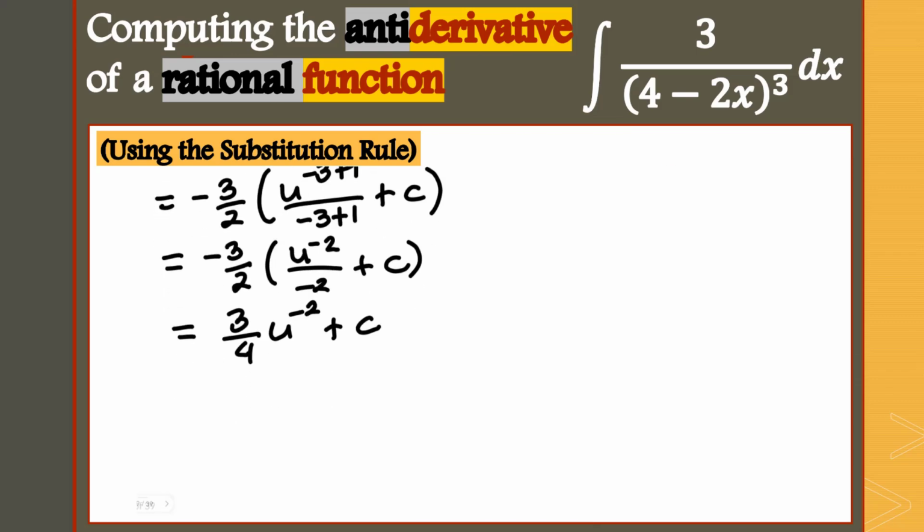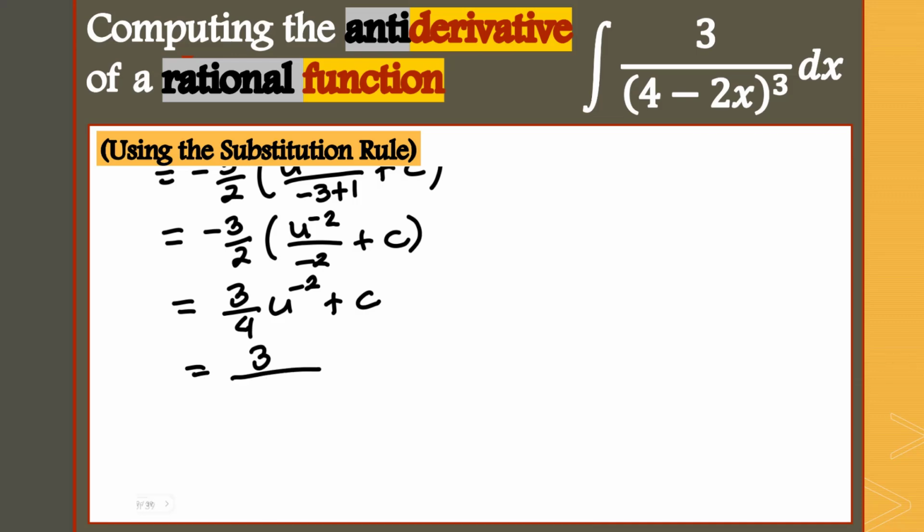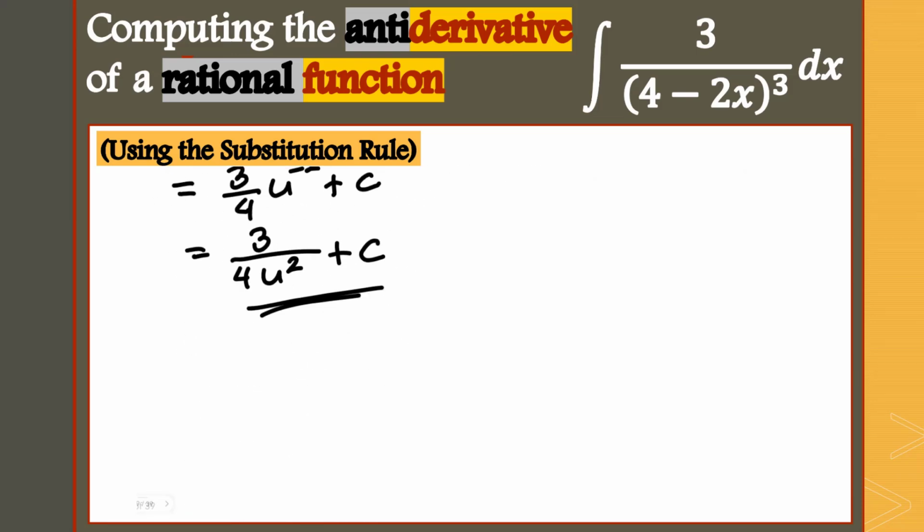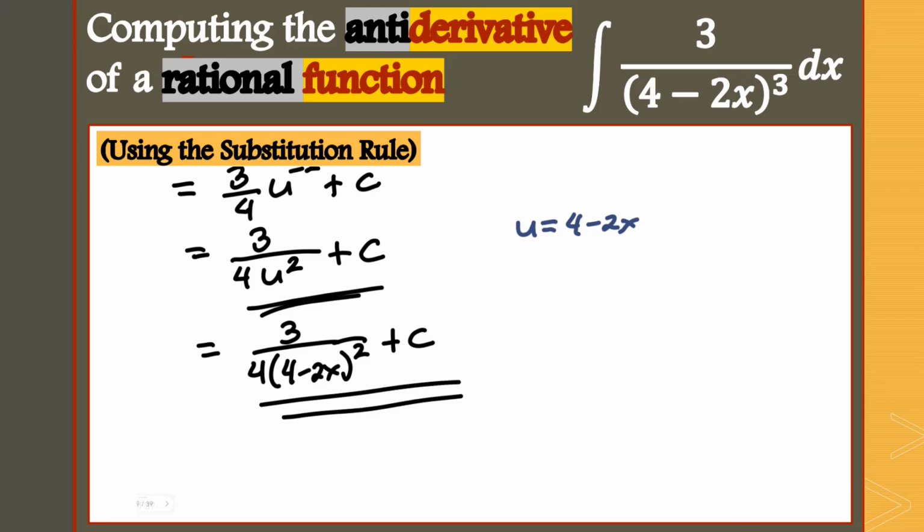We don't want a negative exponent, so you have 3 over 4 u squared plus c. We move that out to make this positive. So this is the result after your substitution. But since u was not in the previous given, and u was previously identified as 4 minus 2x, we return to that. u is equal to 4 minus 2x. So this becomes the final answer, 3 over 4 times (4 minus 2x) squared, plus c. This is then the final answer using this method.